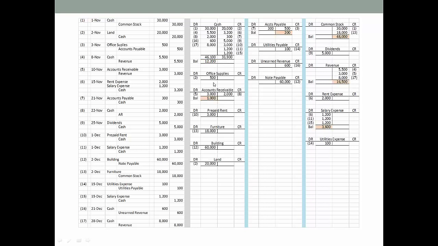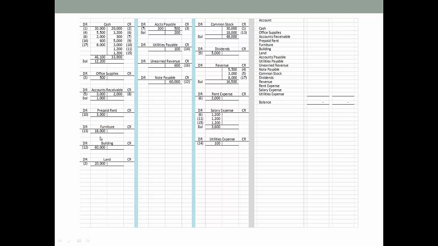Next, office supplies, no need to balance there. Accounts receivable, $1,000. Prepaid, $3,000. Furniture, building, and land. Accounts payable, we can see that $300 was lower than the $500, so our balance is $200. Utilities payable, unearned revenue, notes payable. Common stock, we just added all of those up. Nothing here, no debits, no credits. I'm sorry, no debits. So all we had to do is add the credits. Add all the debits here. So now we have everything in our T accounts.